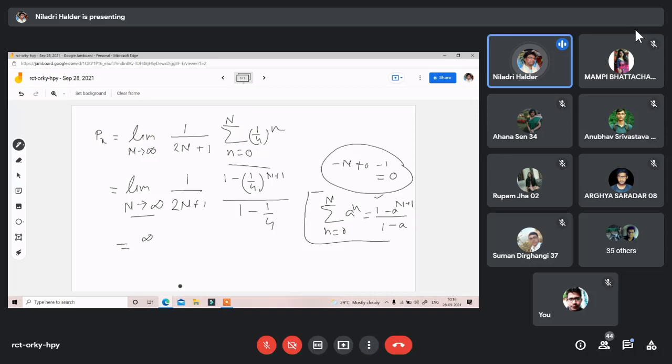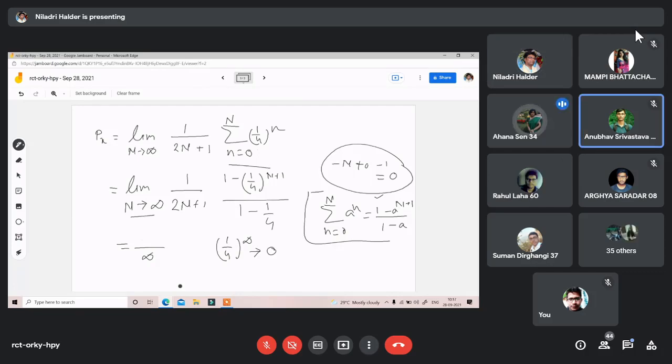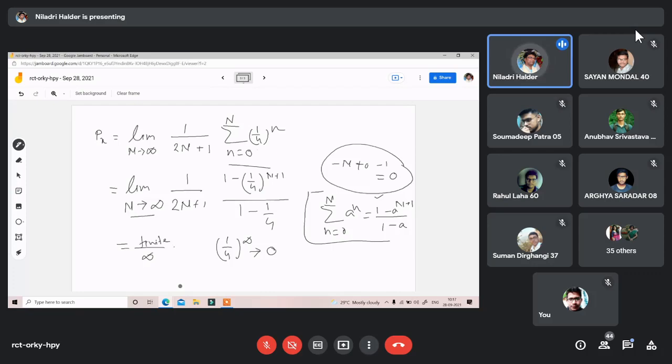Sorry, it will be 1 by 4 to the power infinity. What should be the value of 1 by 4 to the power infinity? It tends to 0. So some finite value by infinite, you will get 0. So the power you are getting is 0. For this case, energy is finite, power is 0.